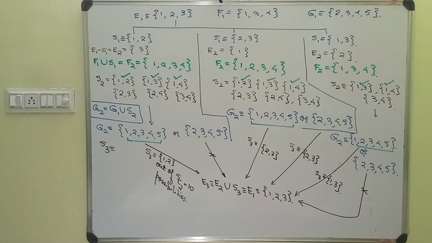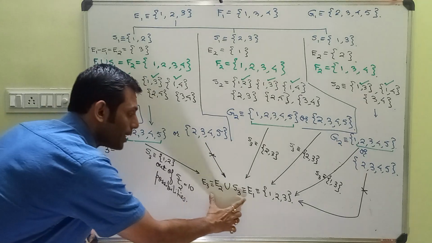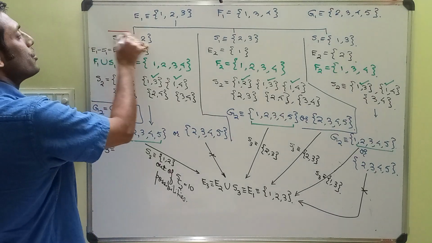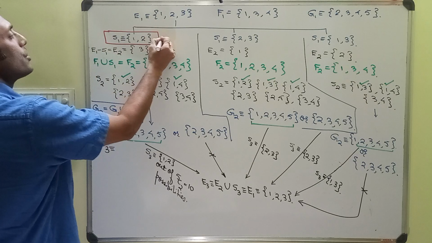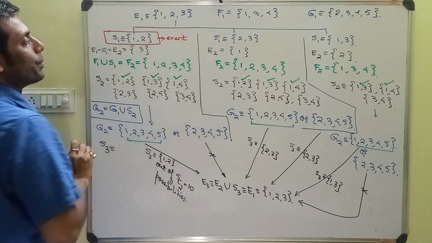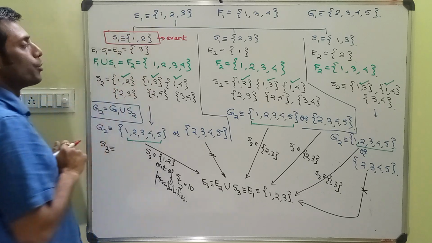If this is how the branching of the calculation comes, then if we go for calculating the probability P, which is a conditional probability, given that E1 equal to E3 has occurred, then what is the probability that the S1 set will be 1, 2? That means this is the event whose probability is equal to P.